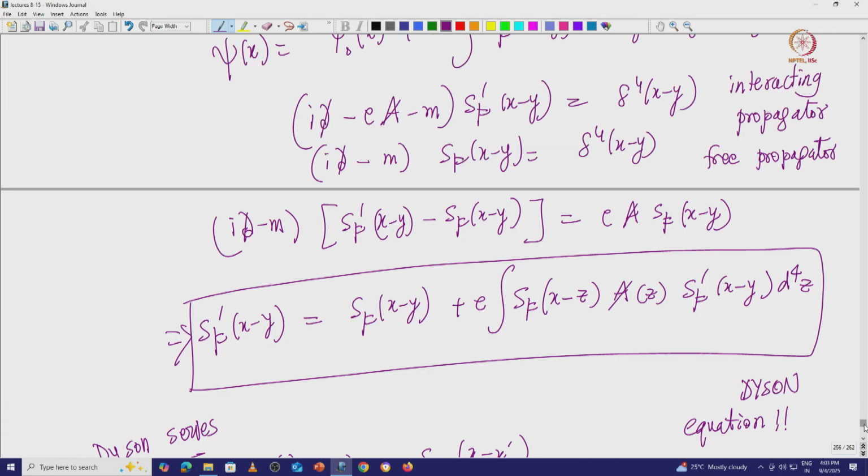Perturbatively, S_F prime can be written in terms of S_F of x minus y plus i times the integral of S_F of x minus z, A-slash of z, and then S_F prime of z minus y, because this entire thing goes on the right-hand side. Now you solve this step by step and you will see that this is called the Dyson equation, and you can do it step by step in the following fashion.